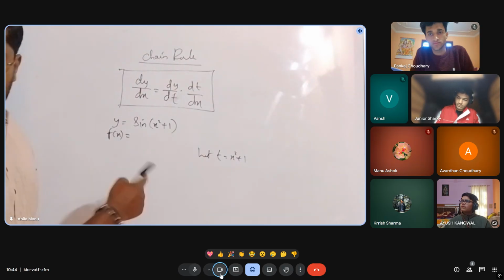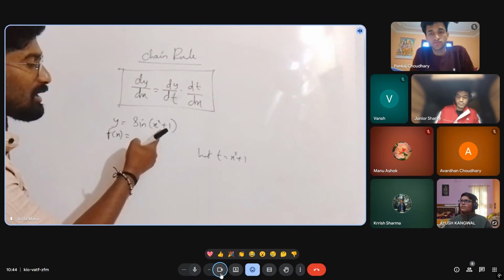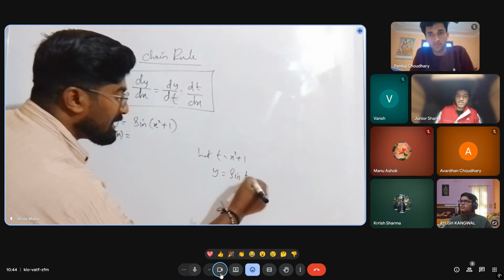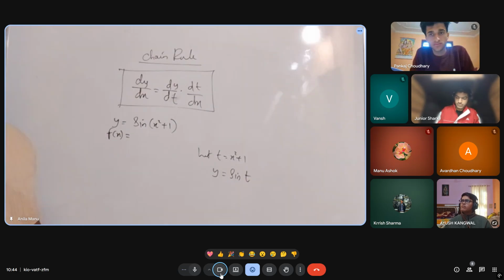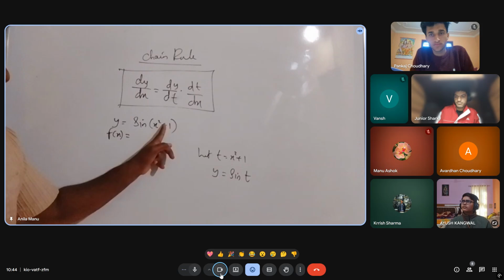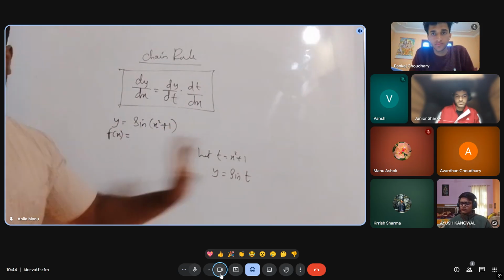Got it? t is equal to x square plus 1. So, if I take t is equal to x square plus 1, y can be written as sine t. Is it right? The last one you take as t, then the function y can be written as y is equal to sine t.